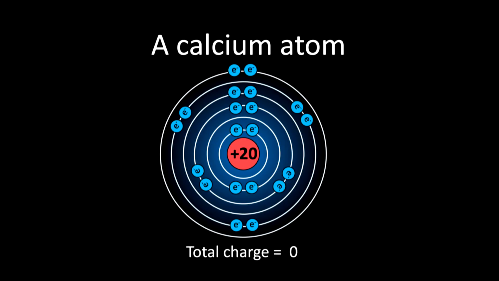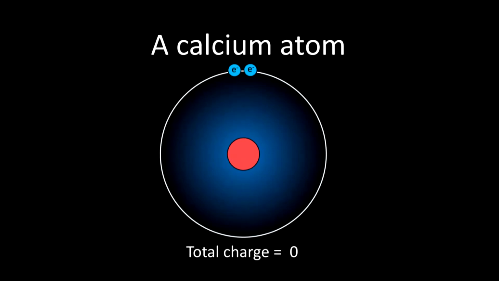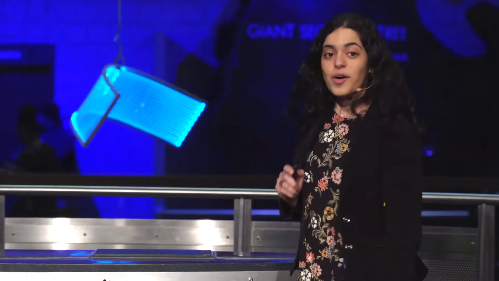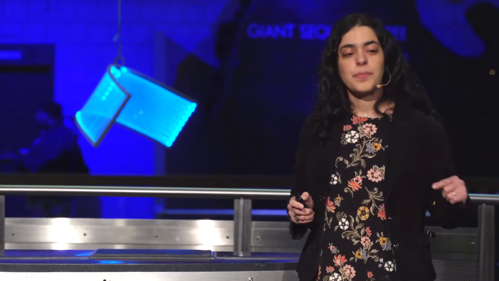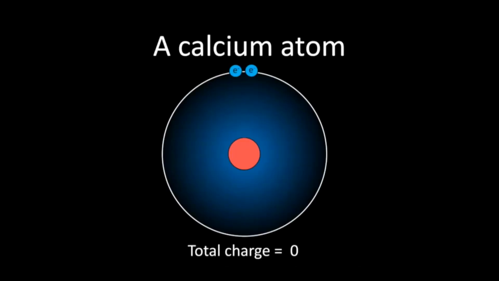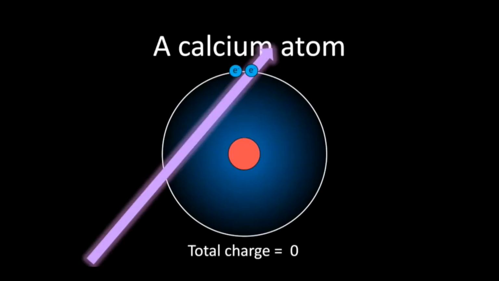And now I want you to focus just on the very outer ones, the ones that are furthest away from the nucleus. So I'm going to hide all of the inner ones. They're still there, I'm just not drawing them. And now I'm going to tell you that if I shine a purple or blue laser onto this calcium atom, I can actually kick out one of these outer electrons, get rid of it.